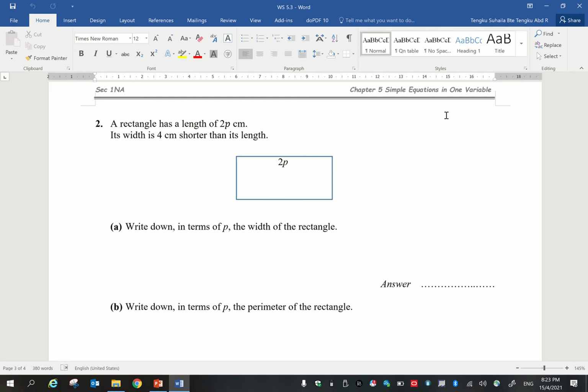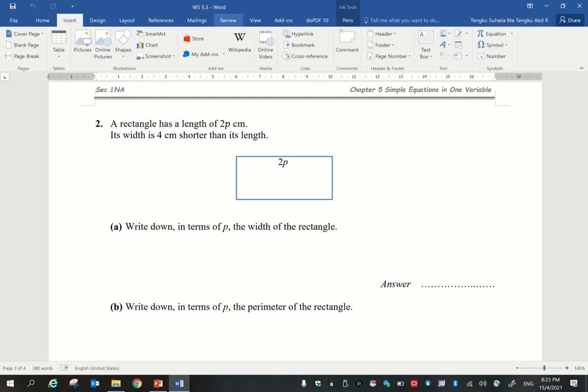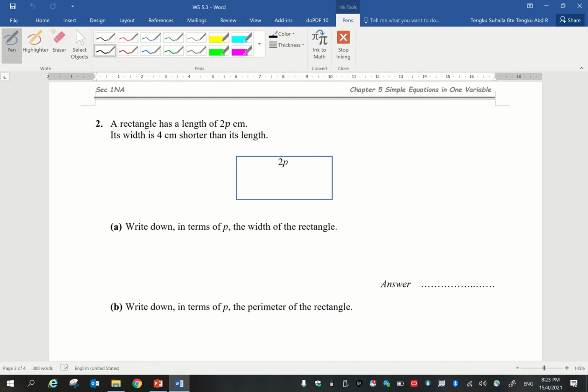Now, if you're wondering how to do this, then let's change the question a little bit. Suppose I tell you that the length, I'm going to change it to, let's say, 20 instead of 2p. And its width is 4 centimeters shorter than its length. How would you find its width then? You would have taken 20, and since it's 4 cm shorter, you would have taken 20 minus 4, because the width is shorter than the length by 4 centimeters. So this will be 16.